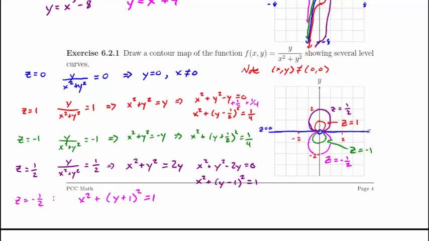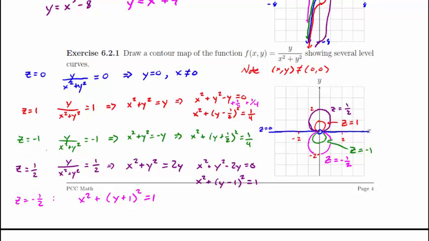The center is at 0, 1/2, and it has a radius of 1/2 for a diameter of 1 from the origin up to y equals 1. And this is where my z values are 1. And I'm going to go through this a little bit quicker here.